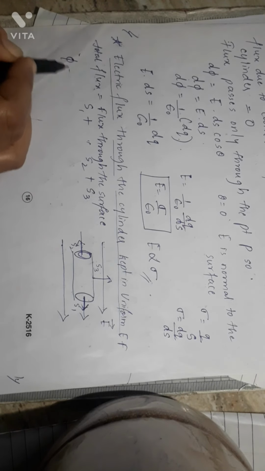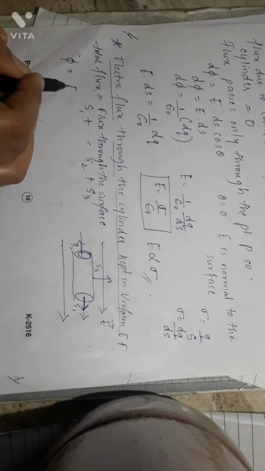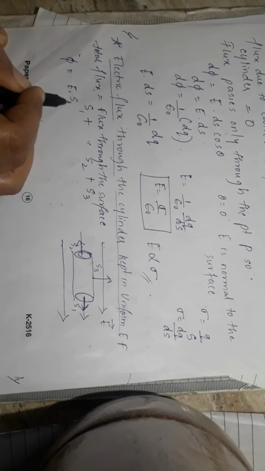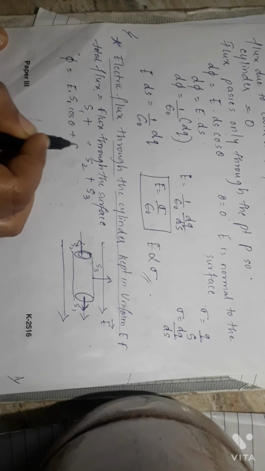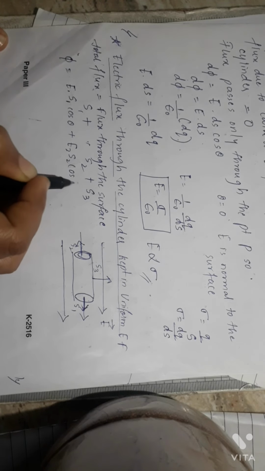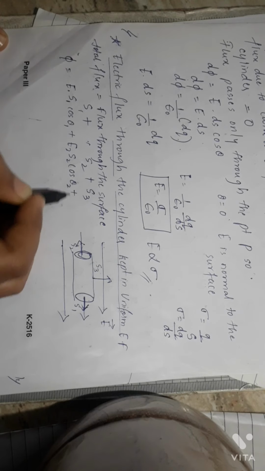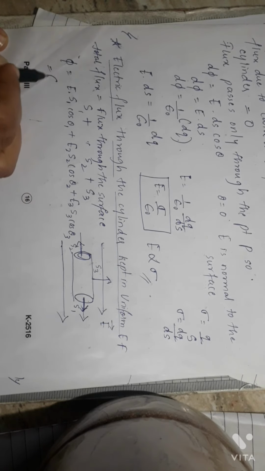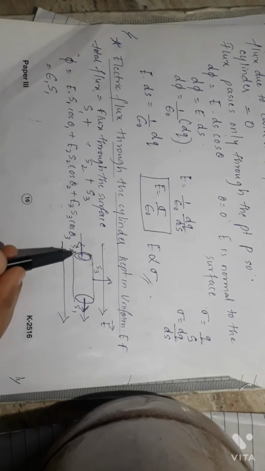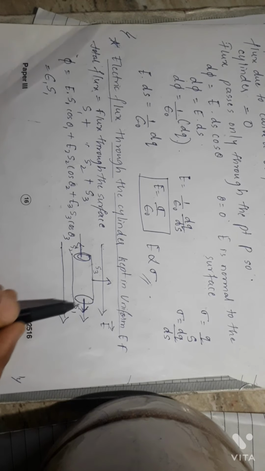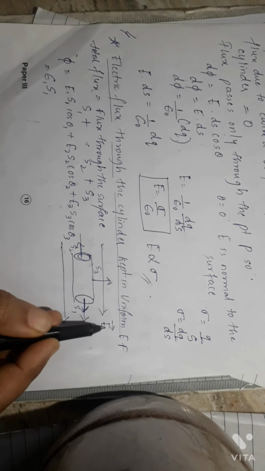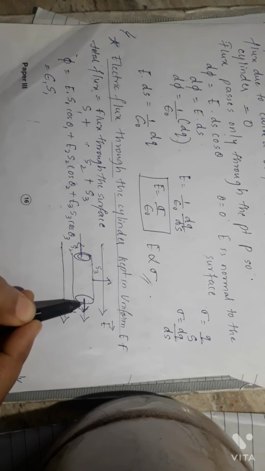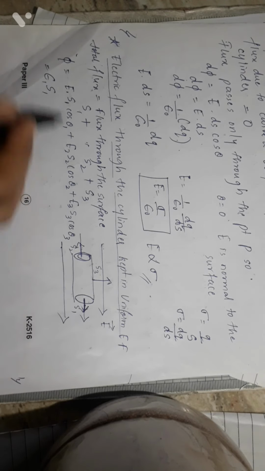So we know that the flux formula is: the total electric flux is equal to E1 S1 cos theta 1 plus E2 S2 cos theta 2 plus E3 S3 cos theta 3. So S1 is this surface. Theta is the angle between the normal of this surface and the electric field line. Both are in the same direction, so there is no angle. Theta will be 0, so cos 0.